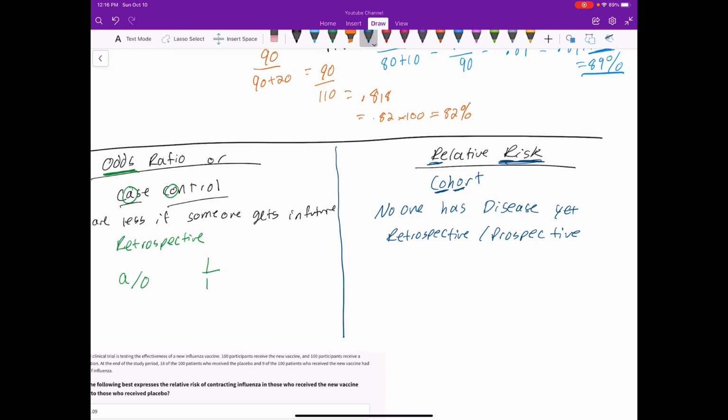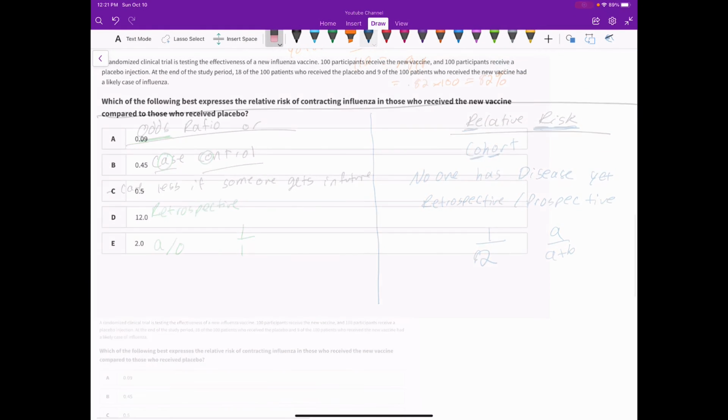Okay, so relative risk is honestly like a parlay. It's like a gamble. They can do one number over two numbers. So like A over A plus B, right? Two different numbers. And that's what cohort and relative risk is. Well, what the hell does this mean? How do you figure this out in an equation? Well, we're going to go through it right now.